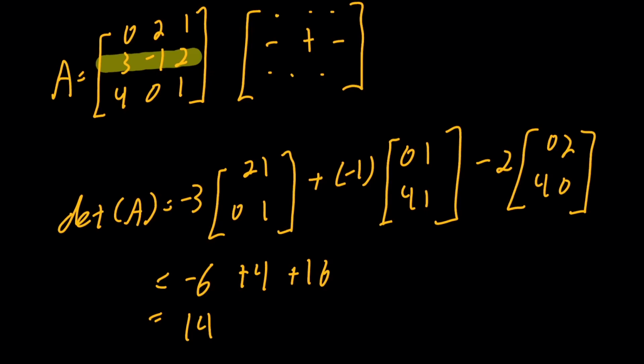And there you have it. That's how you take the determinant of a 3 by 3 matrix through either the cofactors and minors or row expansion.